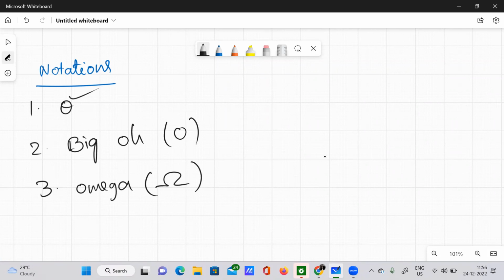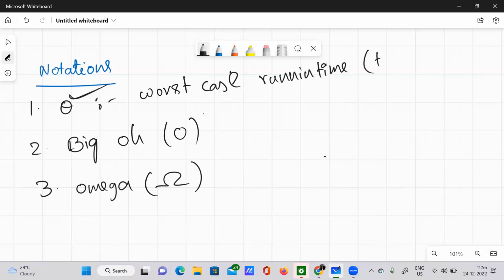But briefly, I'll explain each of these, but in greater detail, I'll only explain this theta notation in this particular video, and in the later videos, I'll explain the remaining two notations, that is big O and omega, right? So, what do you mean by this theta notation here? Theta notation means it denotes the worst case. It usually represents the worst case running time of an algorithm, usually represents the worst case running time complexity with a tighter bound. So you need to remember this particular word, the tighter bound here.